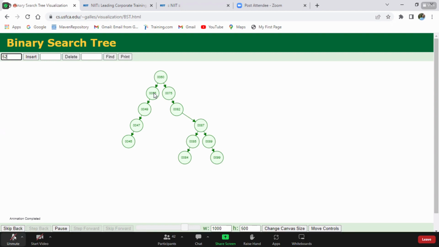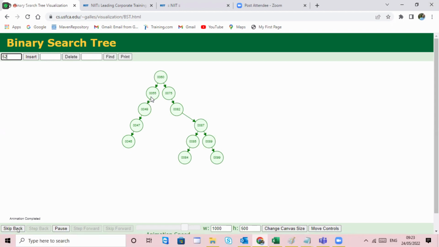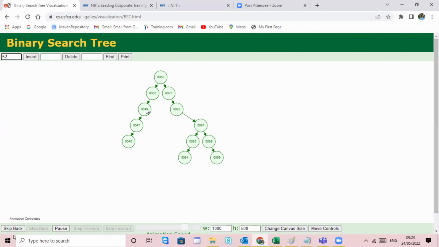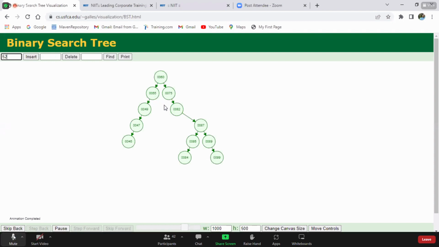Left hand side. So what is there inside of the left of 55? Already it is having null or not null? Null. 49. Left hand side is 49. It is not null. It is my right.